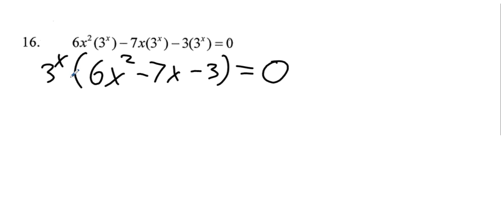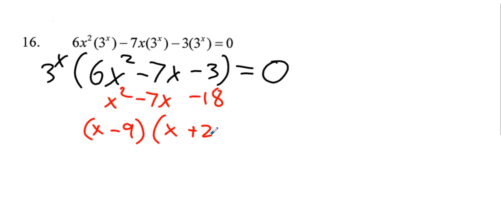because you just ignore that 3 to the x for a minute and you have a regular quadratic that you're trying to factor. So multiply the 6 by the 3, you get 18. What multiplies to 18 and adds to negative 7? That's negative 9, positive 2. But since we multiplied by the 6, we divide by the 6. Nine over 6 reduces to 3 halves.